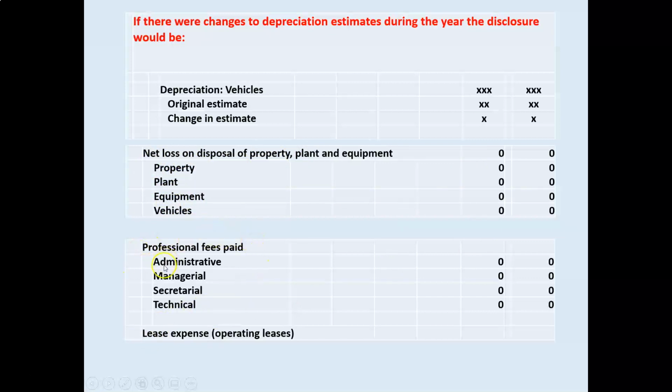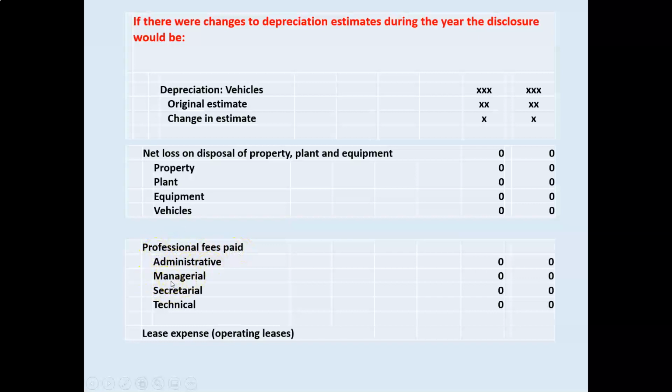Professional fees paid. Now again here we have to break it down into admin type of professional fees, managerial type of professional fees, secretarial or technical. Now admin will typically be if somebody comes in, let's say that there is a huge mess on creditors reconciliations and they get people in to come and do the creditors reconciliations, identify the problems, etc. That is of an administrative nature. So the professional fees that we're going to pay these people will be classified as professional fees paid, admin.